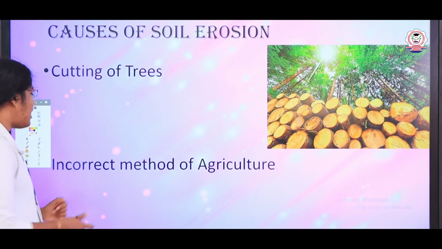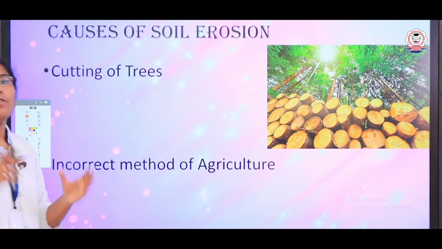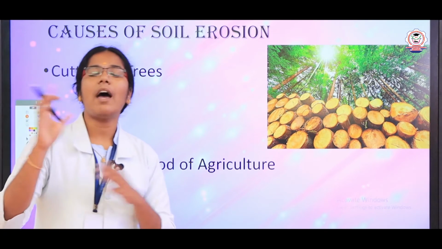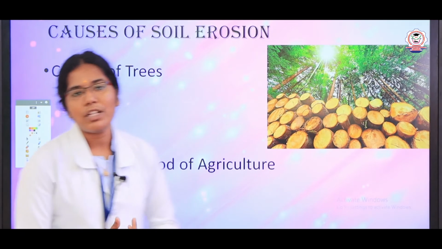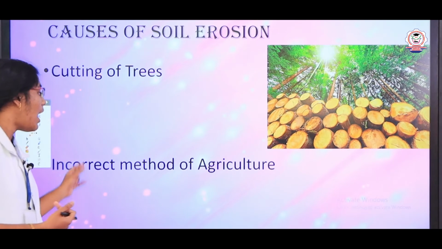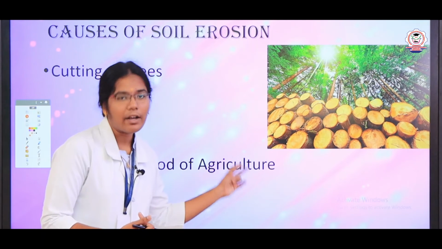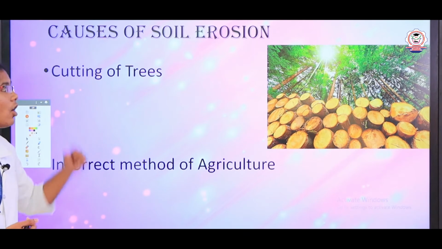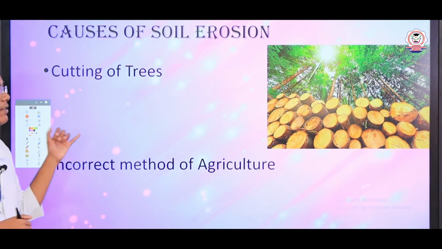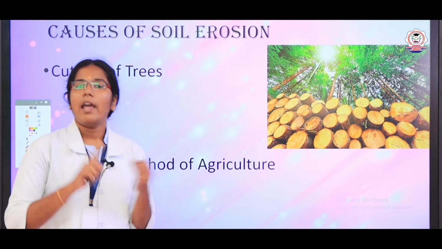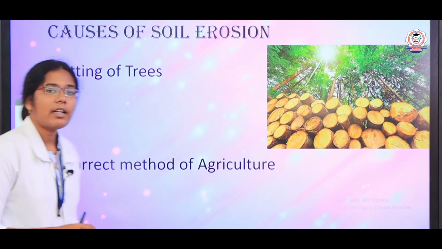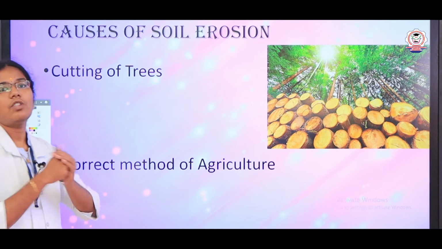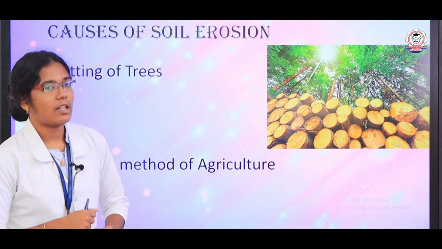And the next is incorrect methods of agriculture, which means we don't have any perfect planning of crop cultivation. That also leads to soil erosion. So these are all the causes of soil erosion. We discussed rainfall, heavy flood, cutting of trees and incorrect methods of agriculture.